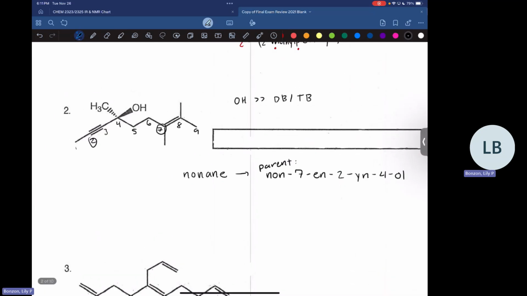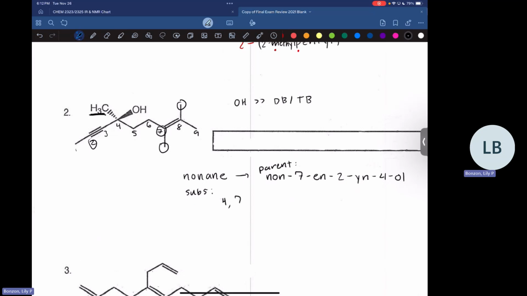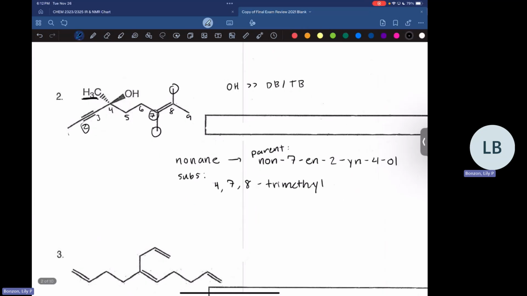And then we move on to our substituents. So for our subs, we have a methyl group coming off of carbon 4 on that dash. We have a methyl group on carbon 7 and a methyl group on carbon 8. So we have 4,7,8-trimethyl. And we don't have any other substituents. Remember, alcohol was our parent name, so that one's already reflected in the parent name.